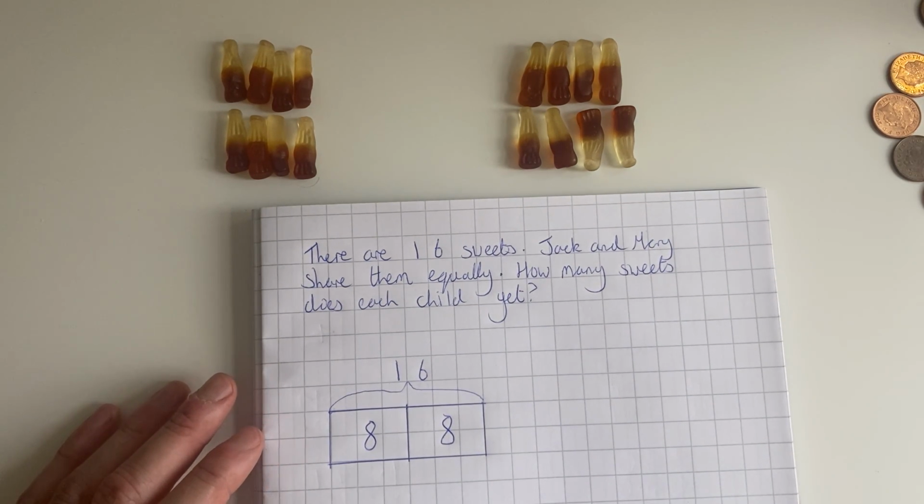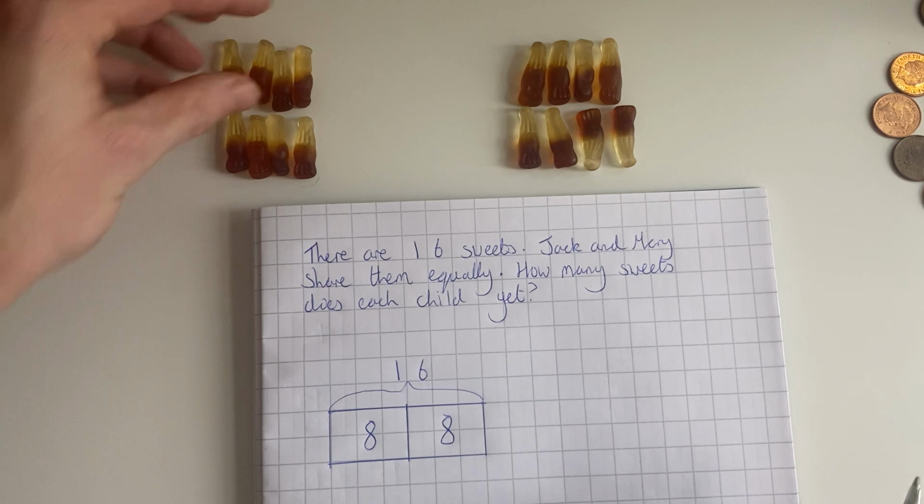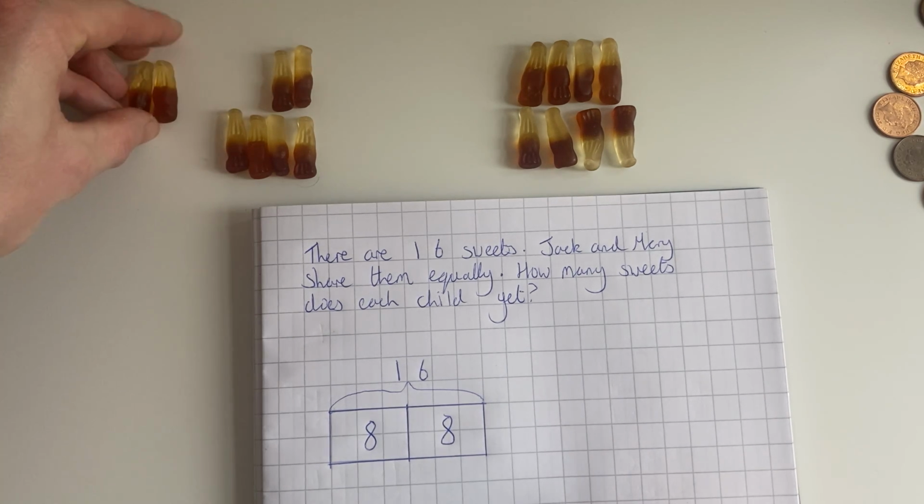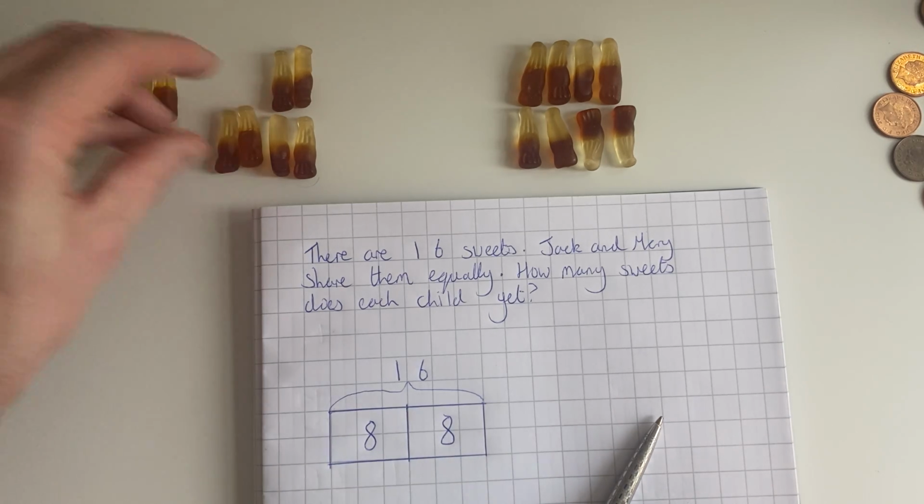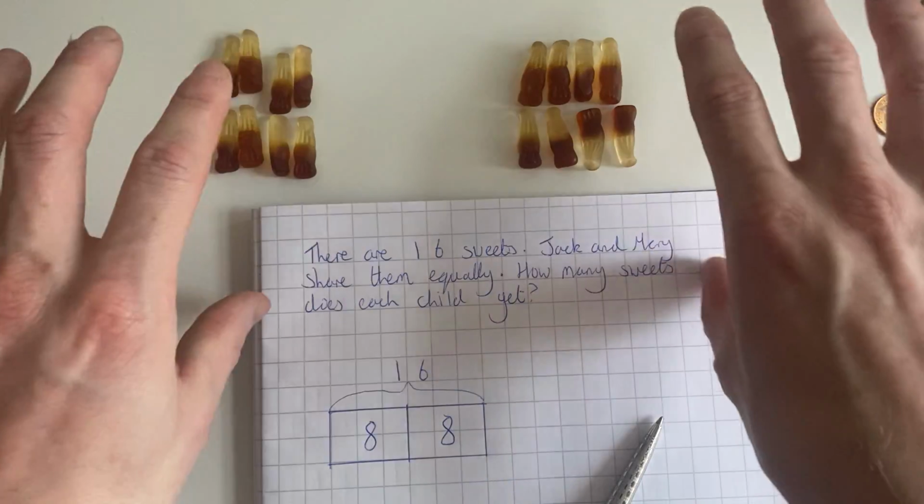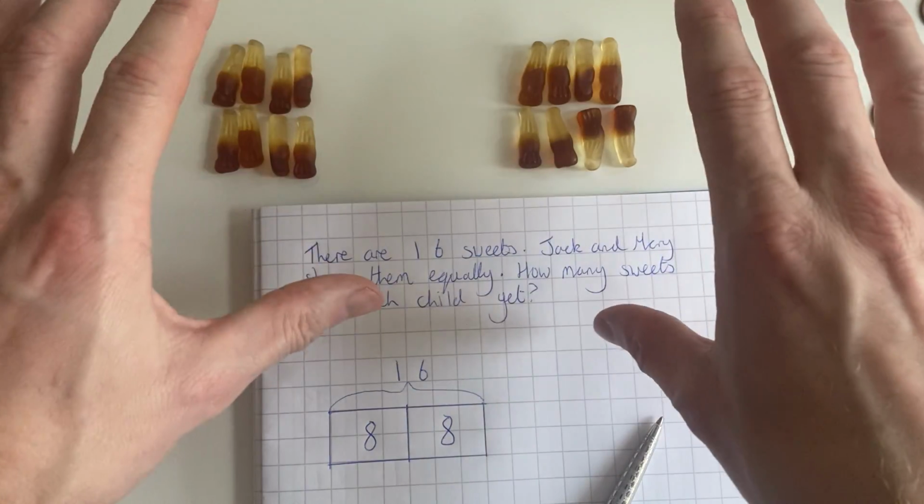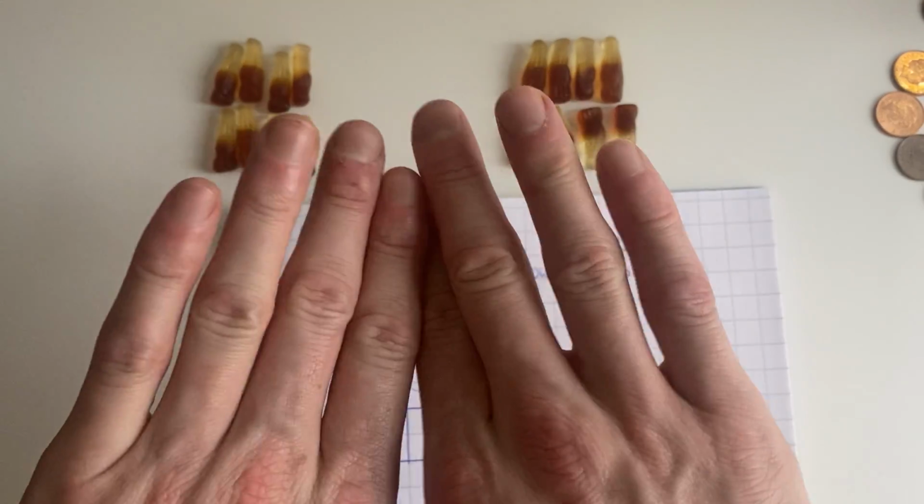So grouping is when you've got groups of 2, and you will have multiple groups of 2. Sharing is when you've got 2 groups, in this case, and an amount that's been shared between 2 people.